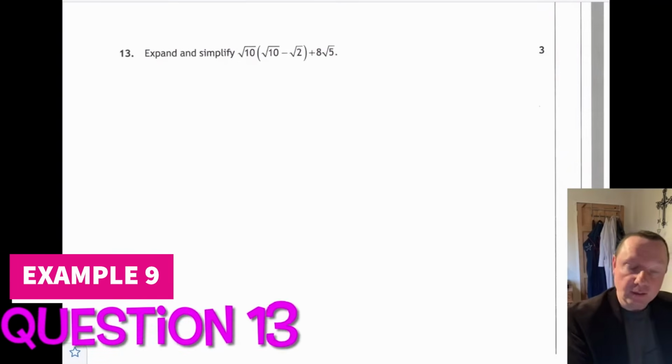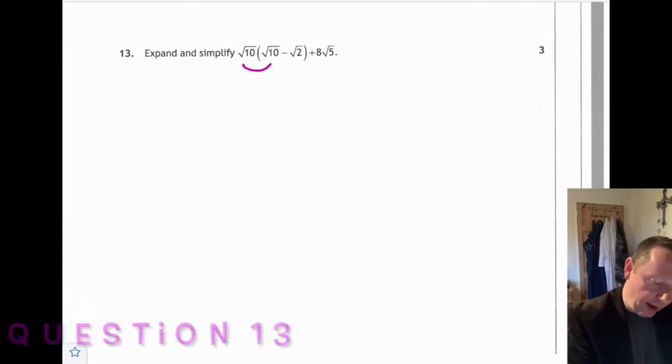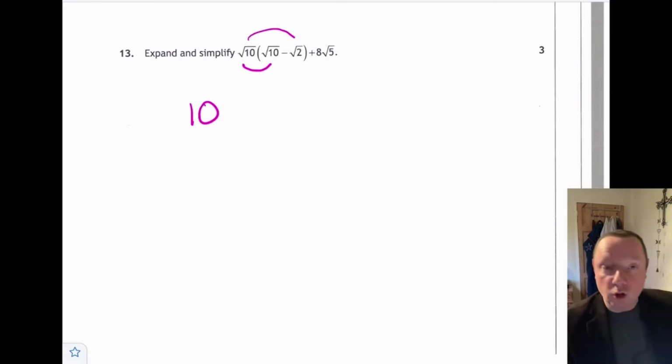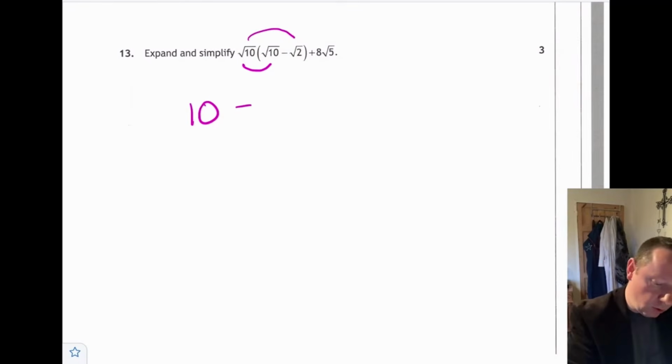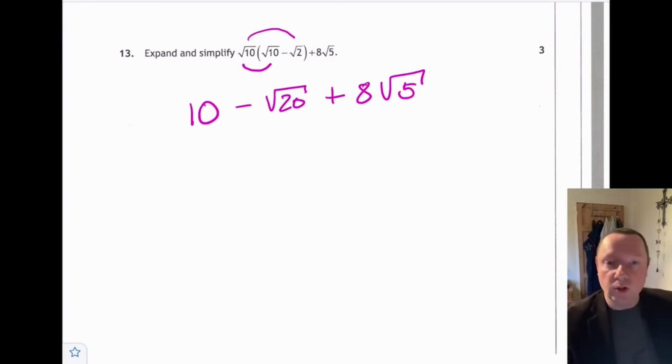And simplify. So we've got root 10 times root 10. Well, that's just 10. We've got root 10 times root 2. Well, that's going to be root 20. 2 tens are 20. And we've still got plus 8 root 5. So at this point, we need to check if root 20 can be simplified as a surd. We're looking for two numbers that go into 20, one's a square number. Hopefully it'll be 5.